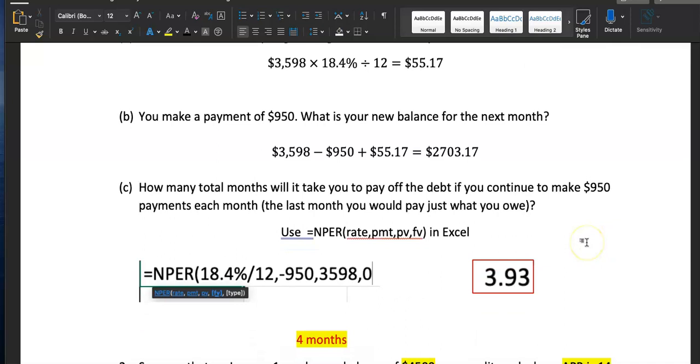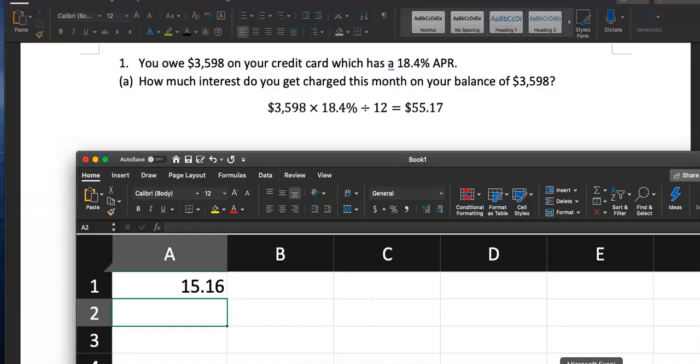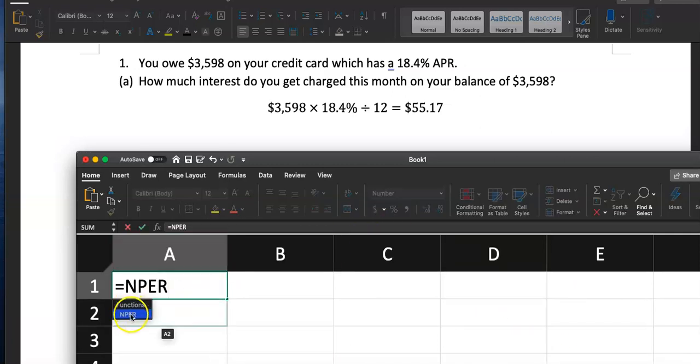Okay, what we're going to do is use the NPER function again. Now, let me do that part again with you. So here's the NPER function. NPER is the function that you want to use if you want to figure out how many payments you have to make, or how many compounding periods. That's the wording. But what's the rate? 18.4%. Make sure to divide that by what? 12. Now, payment amount is 950, right? But notice I put a negative in front of 950 because we're paying off $950 every month. So negative 950 is the payment amount.